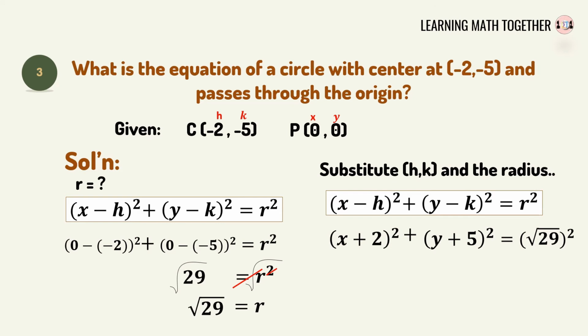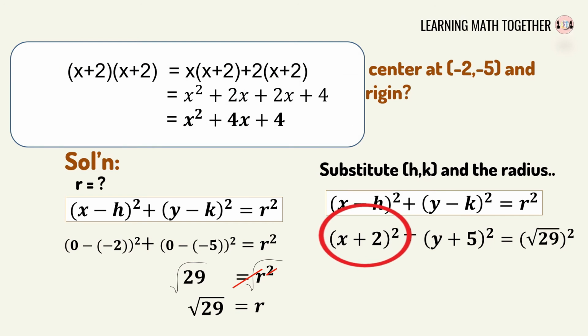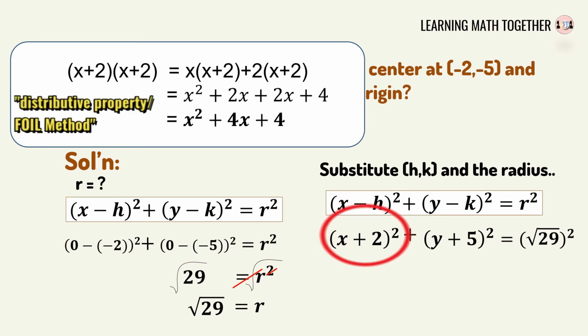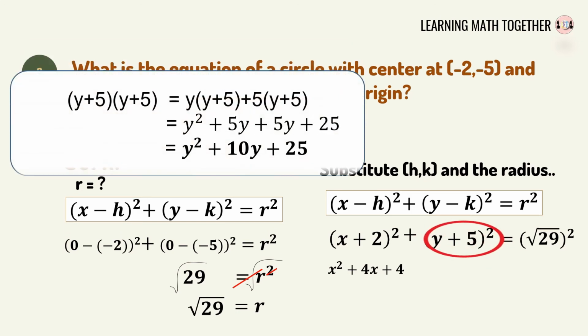Now let us expand x plus 2 squared by multiplying x plus 2 by itself. So we have here, you can use distribution method. So x plus 2 times x plus 2 is equal to x squared plus 4x plus 4. Let's write it here. Do the same with y plus 5 squared. Use distribution method to simplify that. So we have y plus 5 times y plus 5, that is equal to y squared plus 10y plus 25.